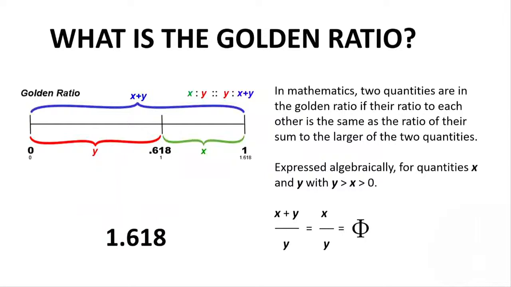But mathematically, two quantities are in the golden ratio to each other if the ratio of the two is the same as the ratio of the sum of the two to the larger of the two quantities. Now, what does that mean? We see this line here is divided into two segments, x and y. And x and y are in the golden ratio if that ratio is the same as the ratio of the larger segment, y, to the whole. Let that sink in just a little bit.